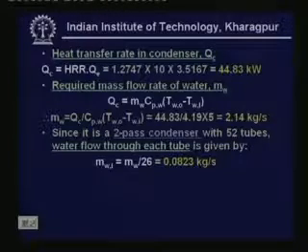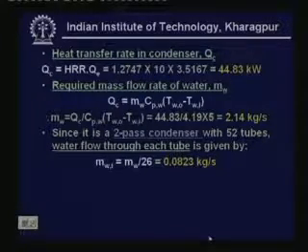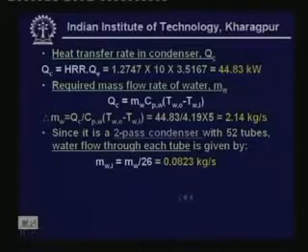So the total flow rate is given by 2.14 kg per second. So through an individual tube the flow rate is 2.14 divided by 26. So that is 0.0823 kg per second.